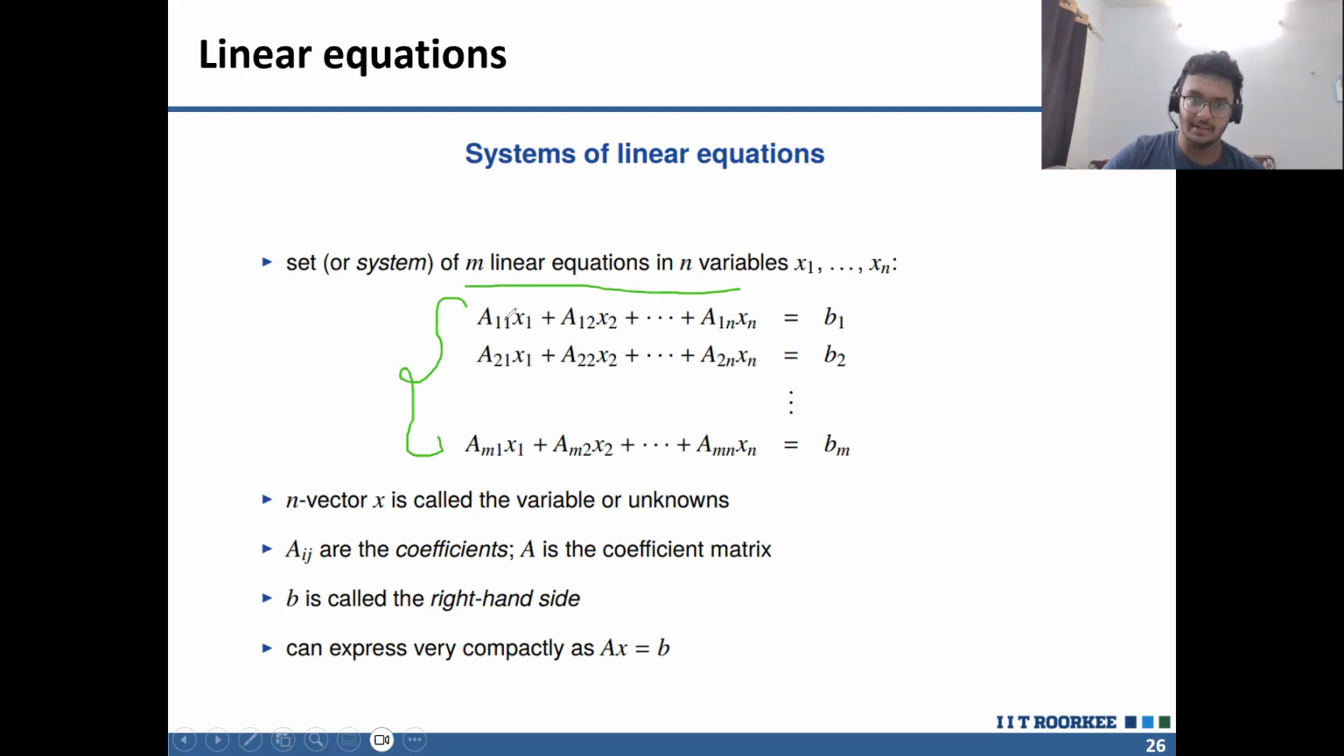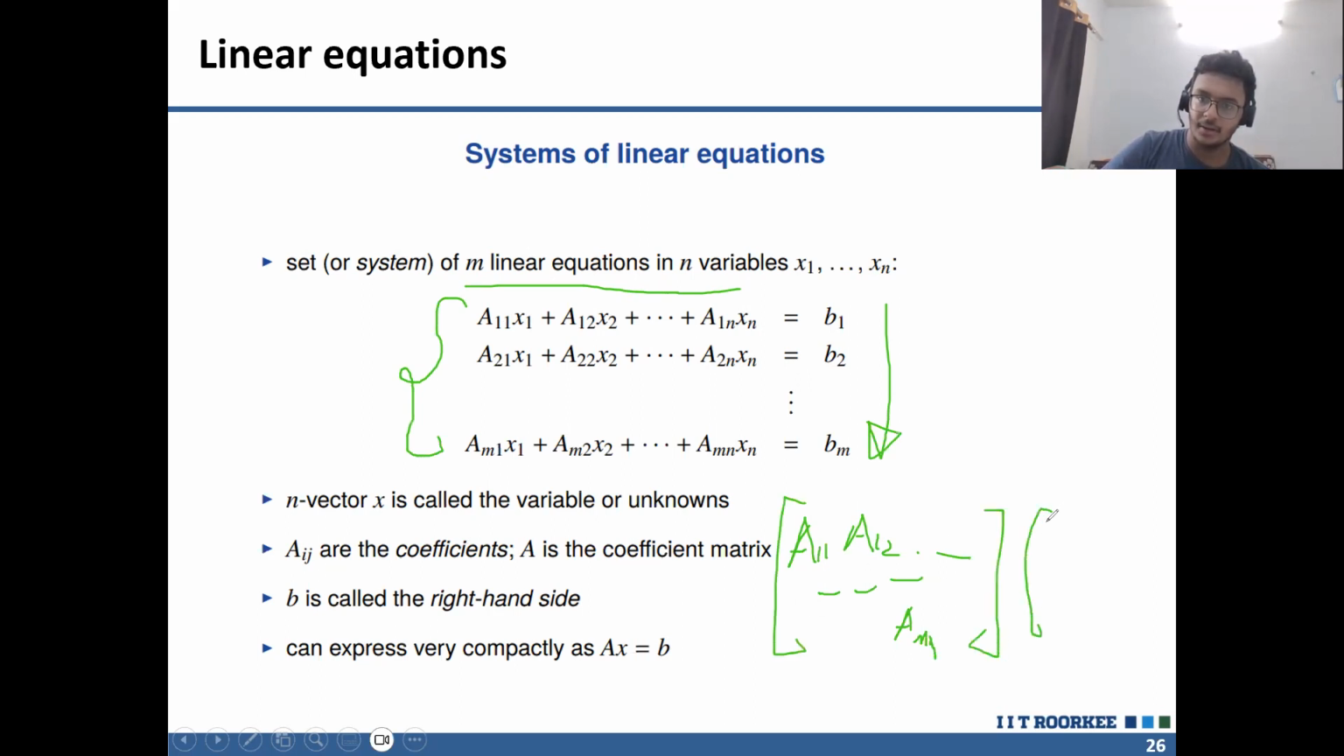Now, how do we form a system of linear equations? Basically, this is a system of m equations in n variables. These x1, x2, x3 are the n variables and these are the m equations. So aij are the coefficients, and if we write it as a11, a12, and so on up to amn, times the x vector, it is equal to the b vector.